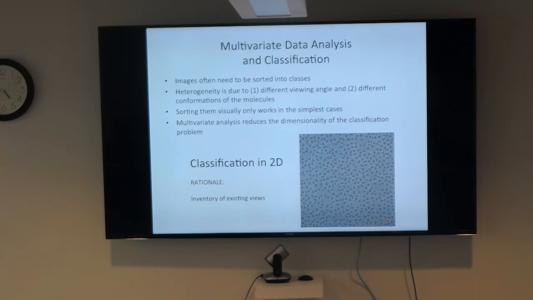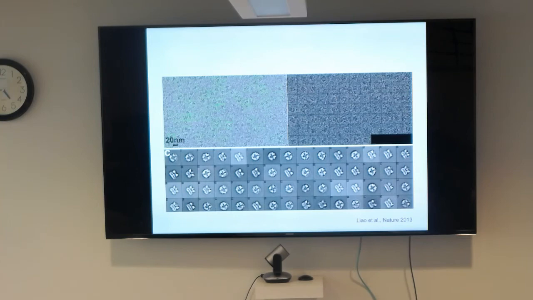Heterogeneity, obviously we have different viewing angles, different conformations of the molecules. And we want to have a way of sorting them that is independent of any subjectivity. Okay, so in two dimensions, we want to have an inventory of existing views. You have programs that you can use, and it's very convenient before you go to an extensive study.